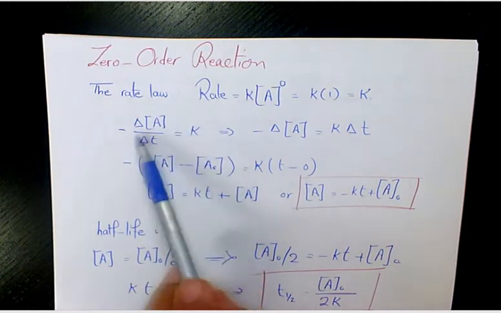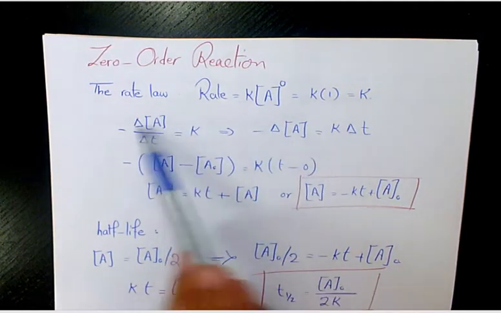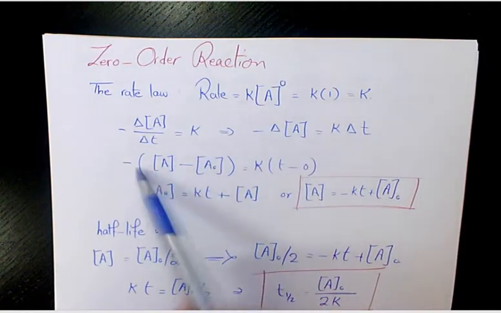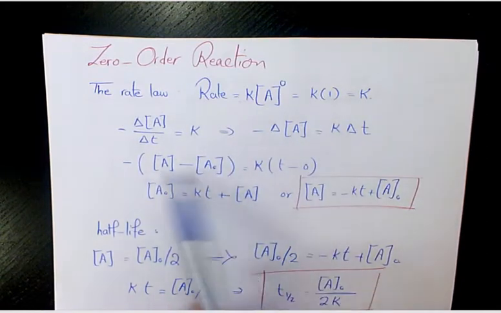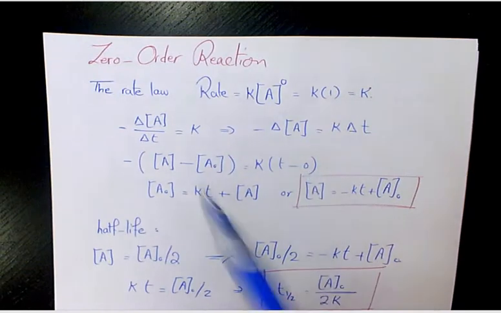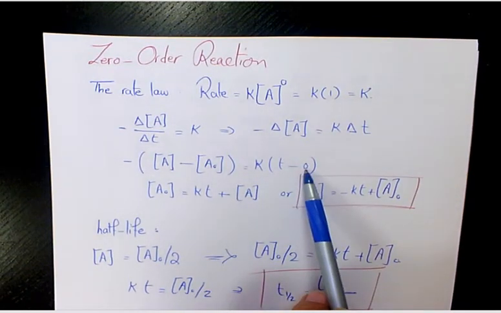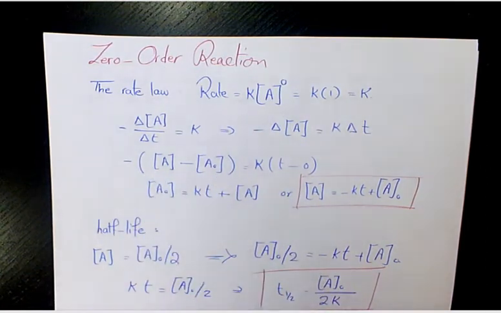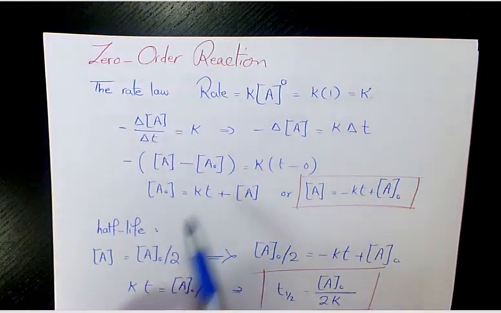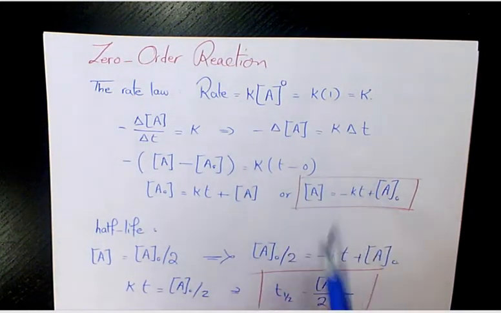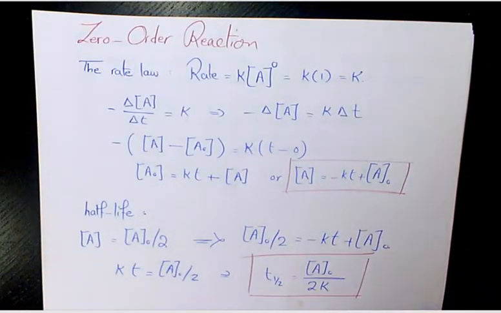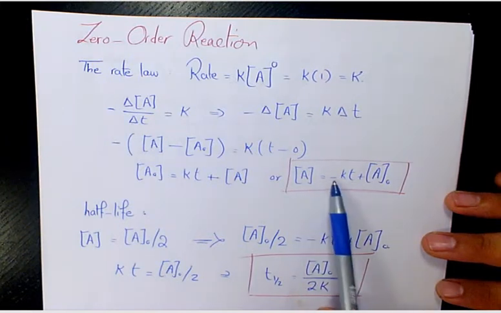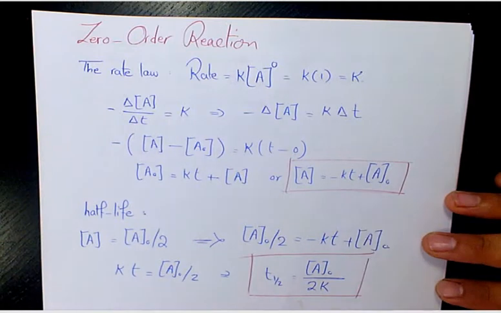Then for integration, we rearrange it like that. So negative delta A equals k times delta t. Then we can integrate it from A naught to A, and from 0 to t. It means that at time 0, which is the initial condition, the concentration is the initial concentration, and at time t it is any concentration during the reaction. When we rearrange it, we end up with this expression, which is called the integrated form of zero order reaction. The concentration at any time equals negative k times t plus the initial concentration.